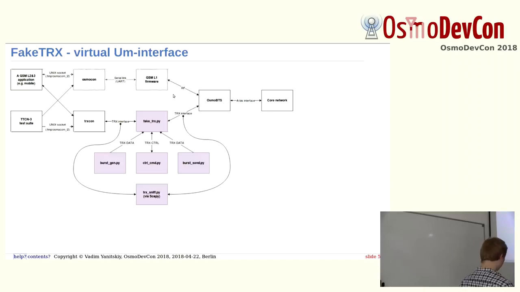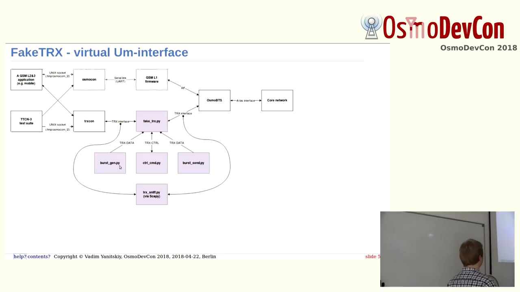Then we get to the most interesting part. We have the FakeTRX application, which emulates two TRX interfaces, one for Osmo BTS and another for TRXCon. For Osmo BTS, you don't need any modifications because it's like a regular transceiver like OsmoTRX, and Osmo BTS doesn't even know the difference. So you can connect them. You can inject some commands using a simple tool called control command. You can, for example, generate random bursts and inject them, for example, RACH bursts.